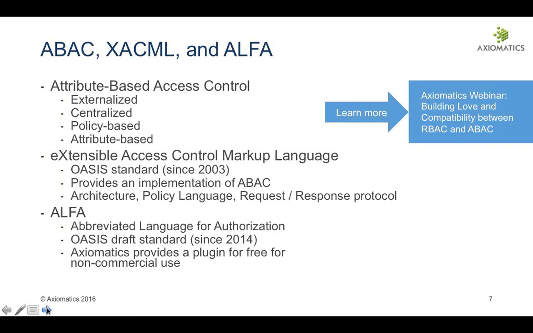So to sum it up, ABAC brings you 4 aspects. Number 1, externalized. Number 2, centralized. Number 3, policy-based. And lastly, as the name indicates, attribute-based. Some of the benefits of ABAC are better management of your authorization, better security, and a more efficient development environment. Now, my colleague, Jonas, go ahead.